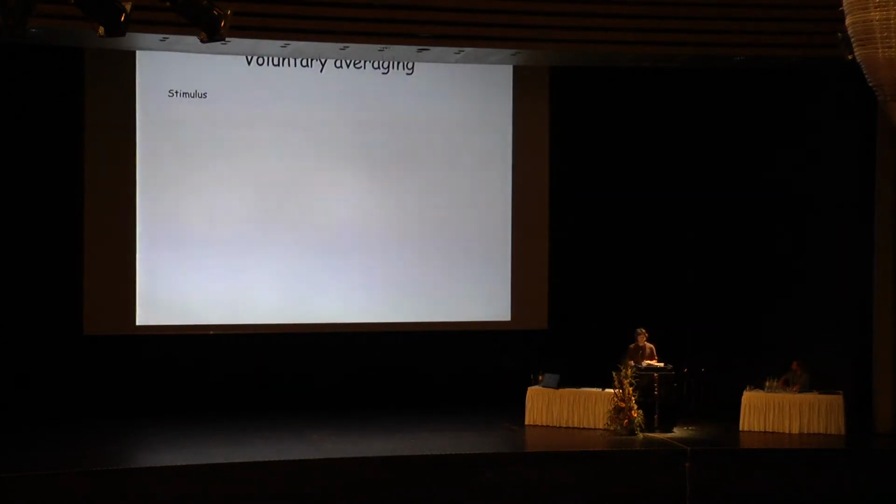Now I'm going to switch over to a completely different paradigm, but it's exactly the same idea about noise. Now it's voluntary averaging. If I give you a stimulus with 4 gabors, you need to estimate the mean orientation of these gabors and say whether it's tilted clockwise or counterclockwise relative to vertical.